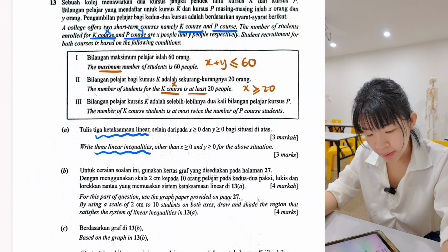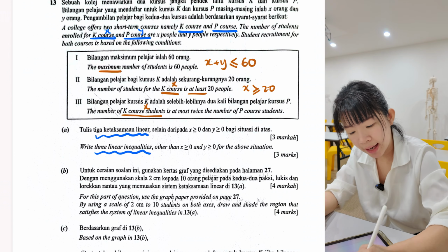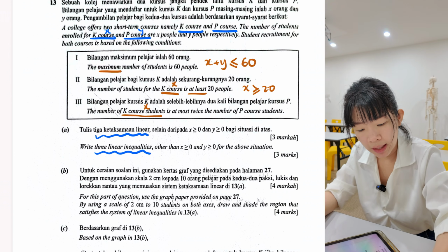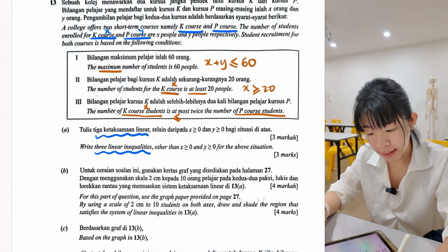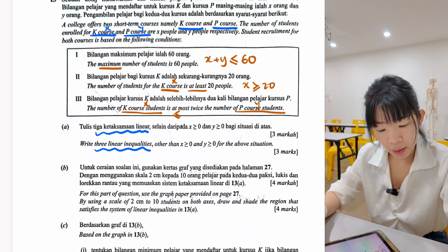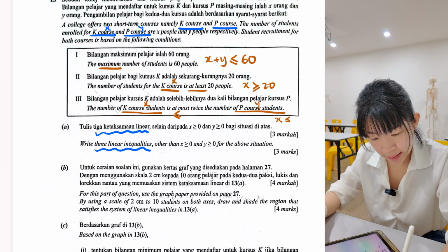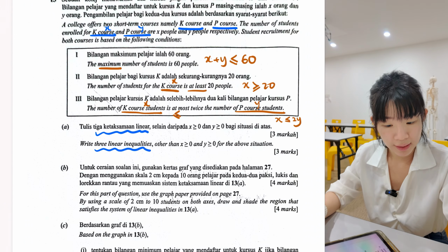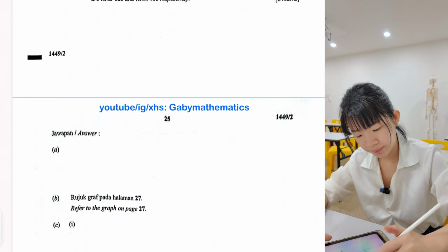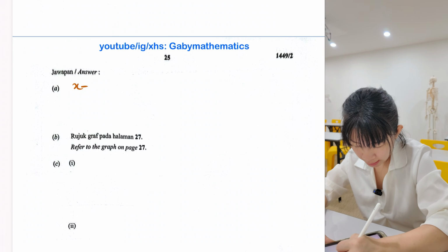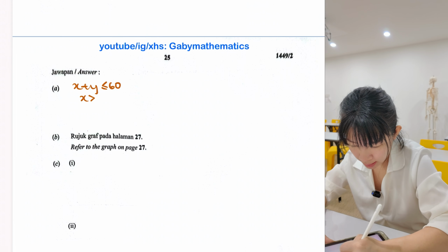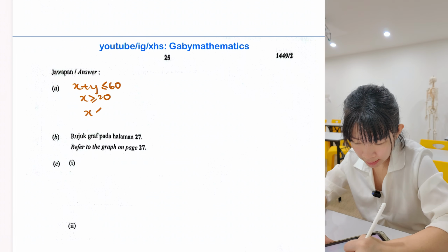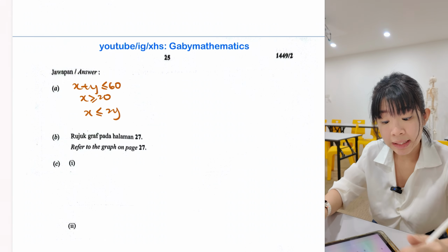Okay, so number 3, the number of K course students, K means X, at most, so at most means maximum. So we use the symbol, at most is less than equal. Twice the number of P course students, P is Y. Okay, so the third inequality will become X less than equal to 2Y. Okay, understand? So we get 3 inequality. Okay, we write down. So X plus Y less than equal 60. So X more than equal 20. So X less than equal to 2Y. So these are the 3 linear inequalities.